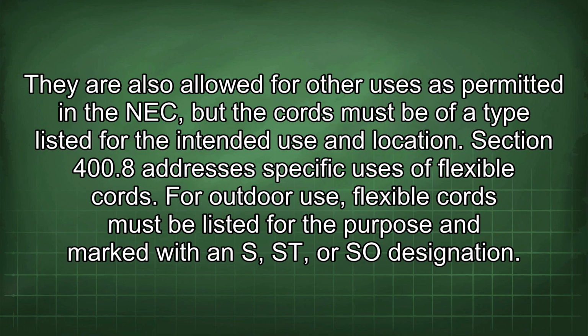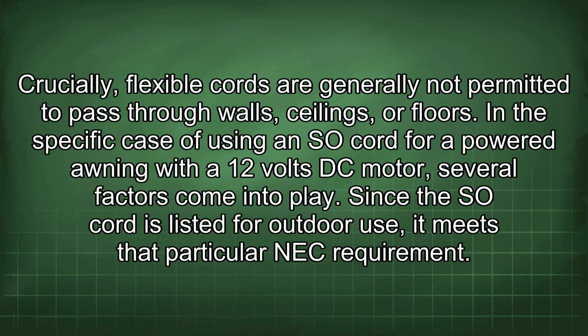Section 400.8 addresses specific uses of flexible cords. For outdoor use, flexible cords must be listed for the purpose and marked with an S, C, or SO designation. Crucially, flexible cords are generally not permitted to pass through walls, ceilings, or floors.